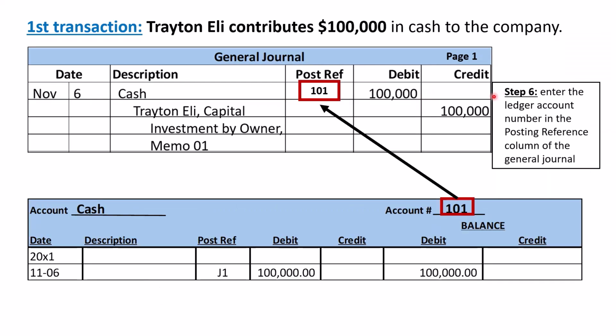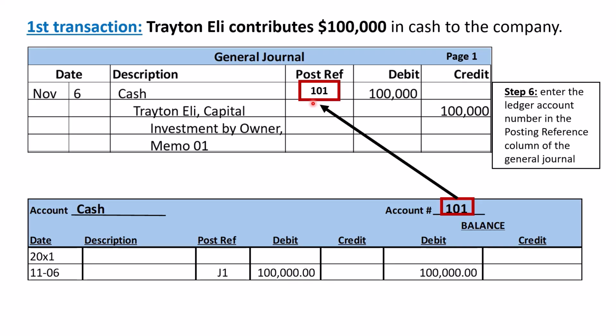For step 6 of our posting process, we enter the posting reference on the general journal, which is the account number of the account that the general journal was posted to. The account number for the cash account is 101, and we write that number into the posting reference space. This tells anyone reviewing the general journal that the entry has been posted.